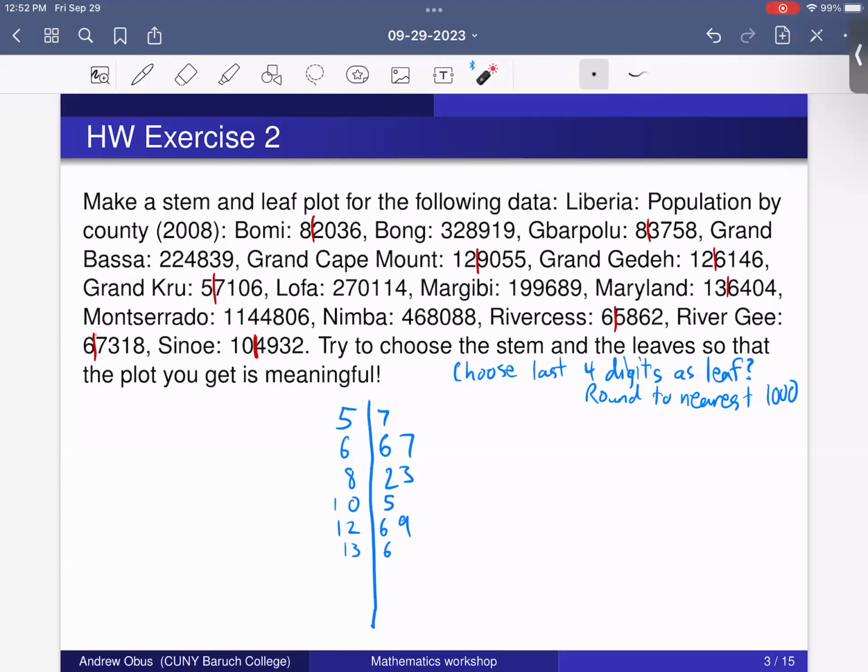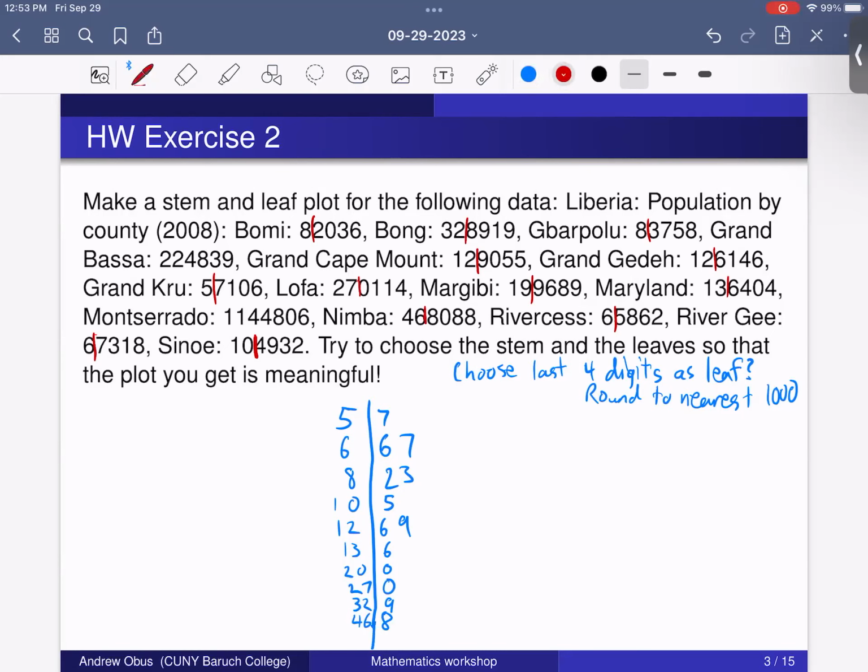And then what's next? Margibi, I think. Margibi is going to round right to 200,000 if I'm rounding to the nearest 1,000. So that's going to be a 20 and a 0. And then Lofa is going to be 270,000. So I'm going to have a 27 and a 0. And then Bong is going to be 329,000. So I'm going to have a 32 and a 9. Nimba is 468,000. So I have a 46 and an 8.